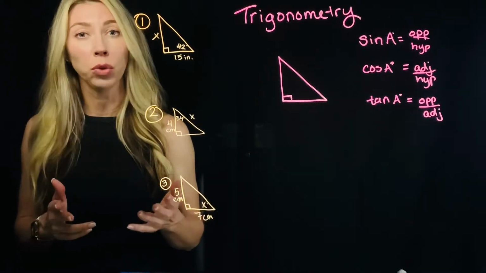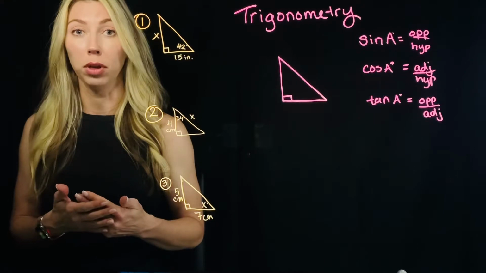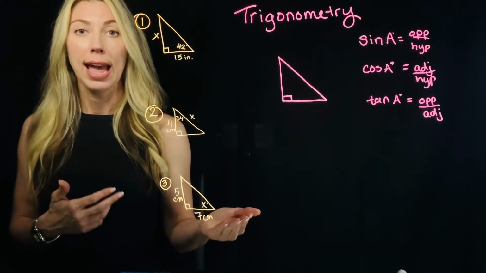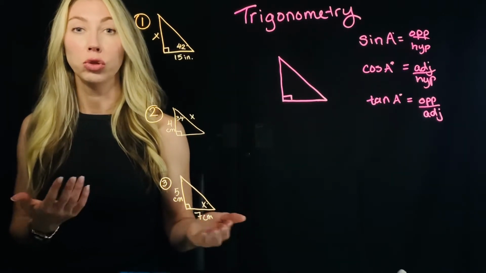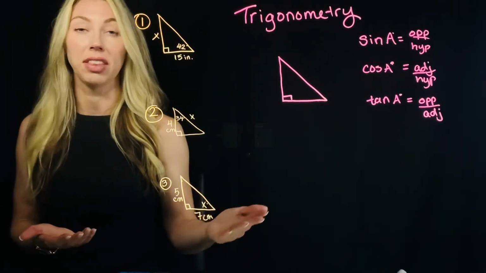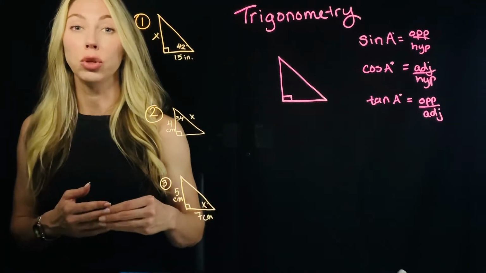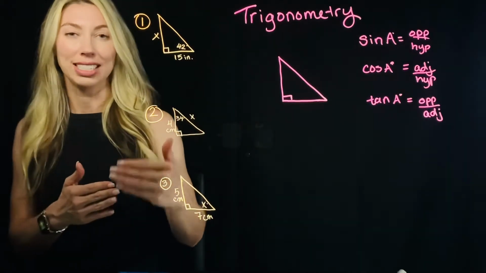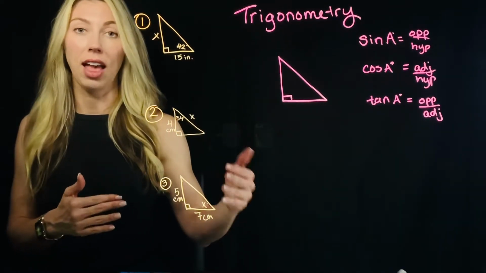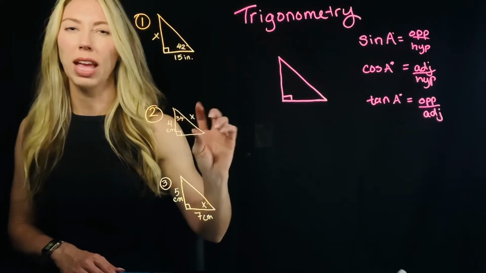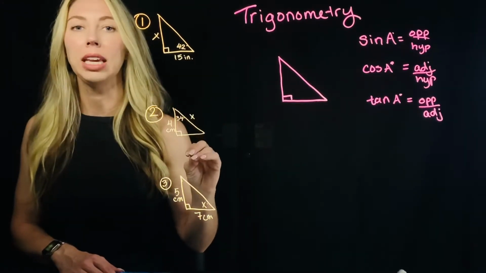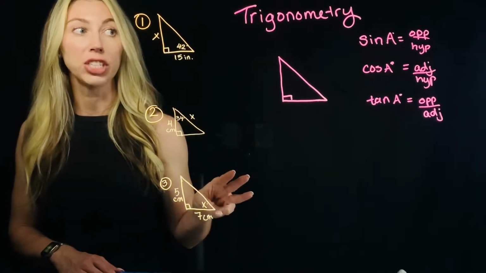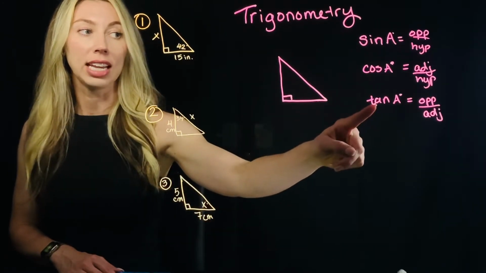But occasionally you'll run into geometry problems where you don't have enough information to use the Pythagorean theorem, and you don't have enough information to just subtract some angles from 180 to find the other one. You actually need to use sides to find an angle, or use an angle and a side to find another side. And that's what we use trigonometry for. It's almost like a translator between angles and sides. So there are three trigonometric ratios: sine, cosine, and tangent.